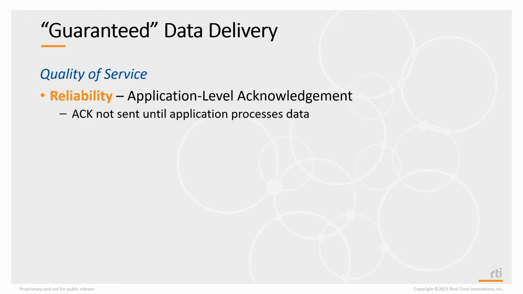By default, reliability only guarantees that the data is delivered to the data reader. It doesn't know anything about whether or not the application actually took or saw the data or processed the data. So reliability says, hey, I'll keep a copy of this data until it's been delivered. Well, that's not enough for guaranteed data delivery. What you really want is the reliability protocol to keep a copy of the data until it's been processed. And that's where application level acknowledgement comes in.